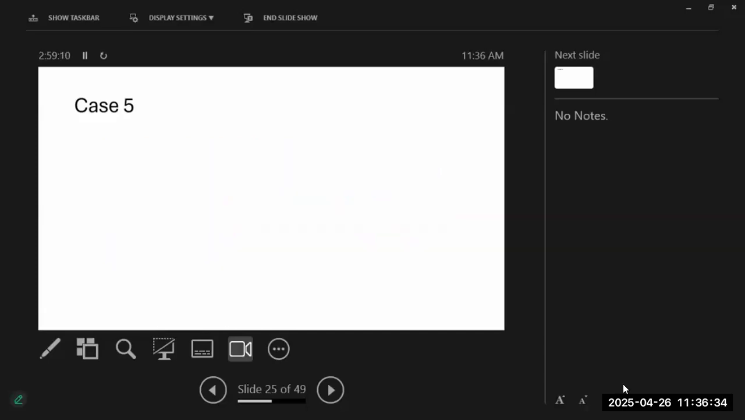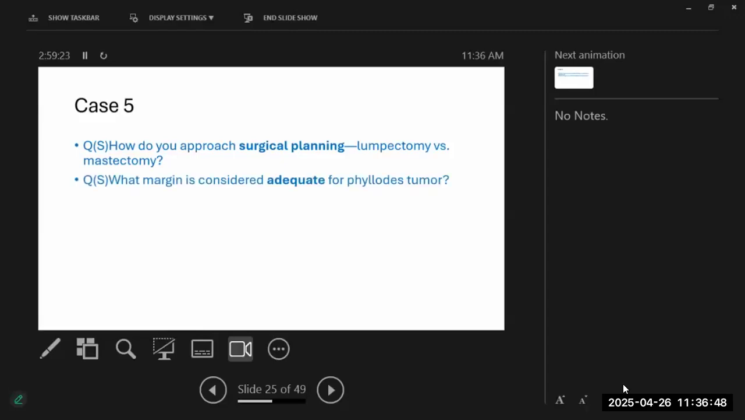I would say margin assessment is important. Benign, borderline, malignant, we have to give how far it is from the closest margin. If it's not oriented, at least the closest radial margin, we have to state how far it is in the excision specimen. So if it's inadequately excised, it tends to recur.